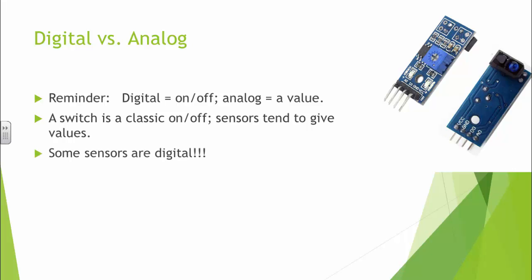However, there are some sensors like the line follower on the right that are digital. Essentially, they evaluate the inputs and they have an onboard processor that decides if it is a yes or a no. And what they send back is, again, that digital output from its perspective, input from the Arduino perspective.